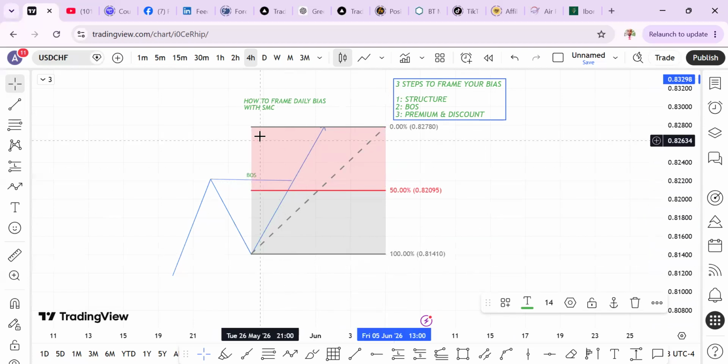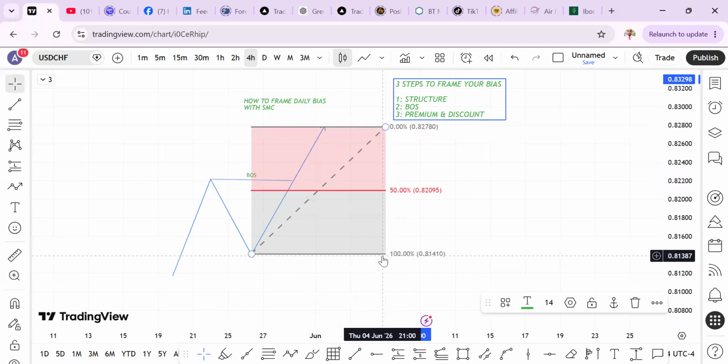If you are looking for a buy, once you plug your Fibo from swing low to swing high, from 0 to 100, from this 100 to 50 is called discount. So this is discount. Now, discount is for buy territory. This is where buyers are waiting. You don't sell from discount.